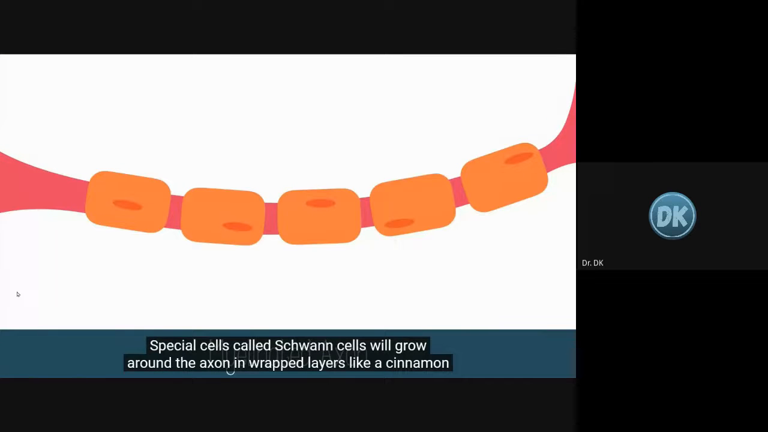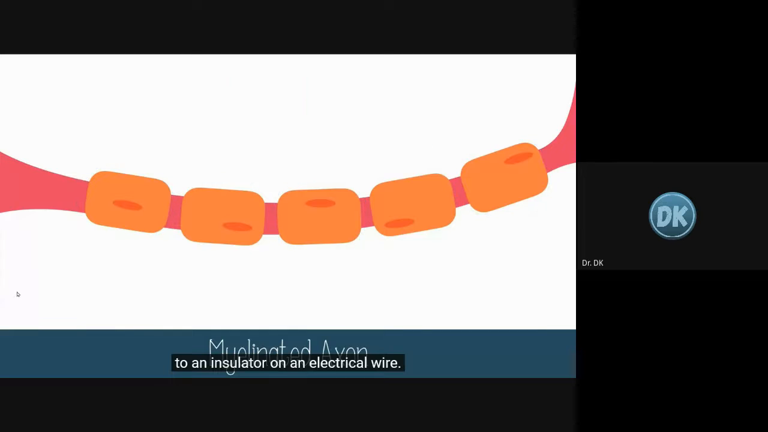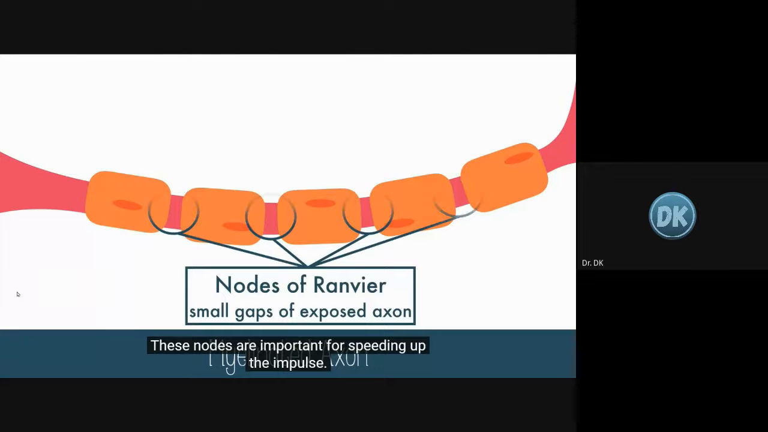Special cells, called Schwann cells, will grow around the axon in wrapped layers like a cinnamon roll. Each wrap creates a coating of myelin and phospholipid bilayers, which act similarly to an insulator on an electrical wire. In between each Schwann cell is a small gap of exposed axon called a node of Ranvier. These nodes are important for speeding up the impulse.